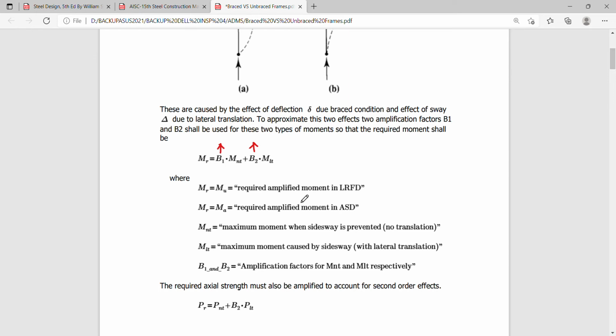Of course, these moments, if we are considering an LRFD condition, must be factored moments in LRFD, but they will be considered unfactored when we consider ASD. Okay, so it depends upon the methodology used whether it will be an unfactored or a factored moment.